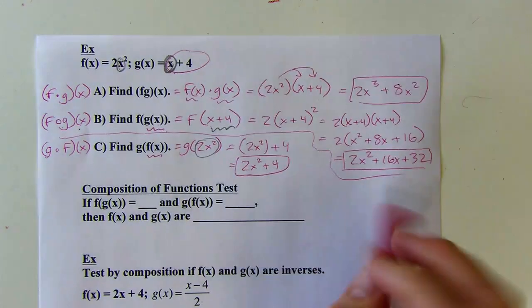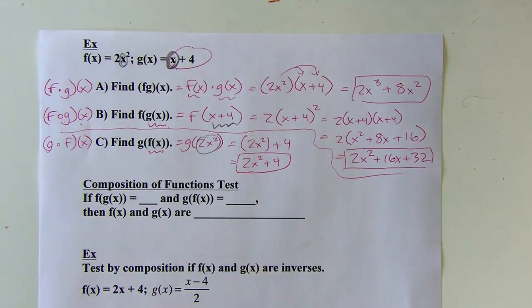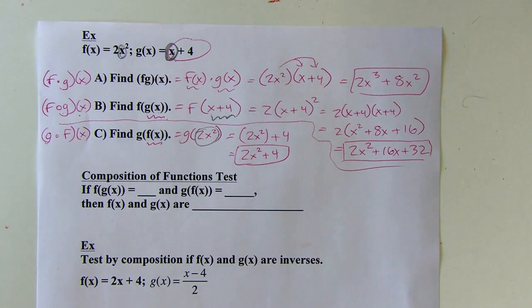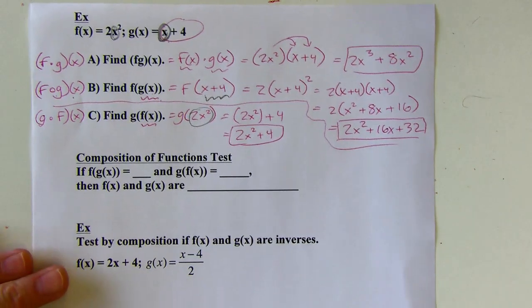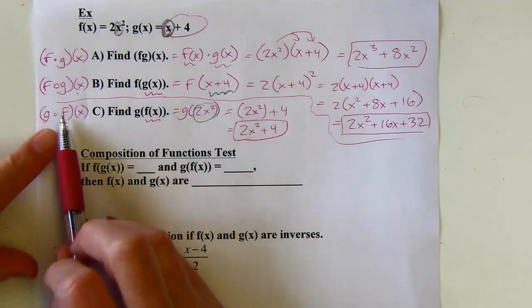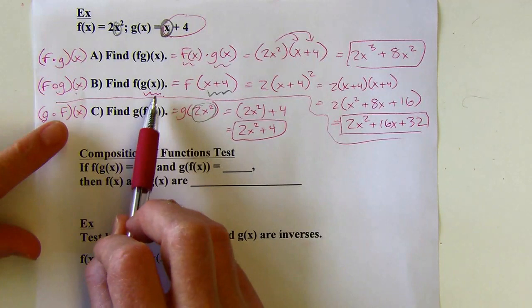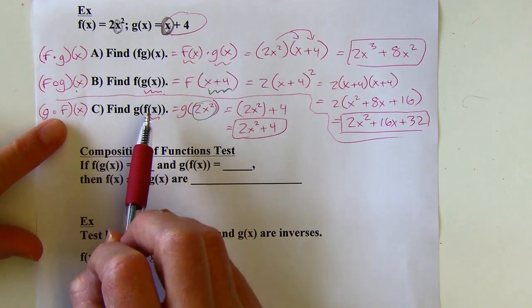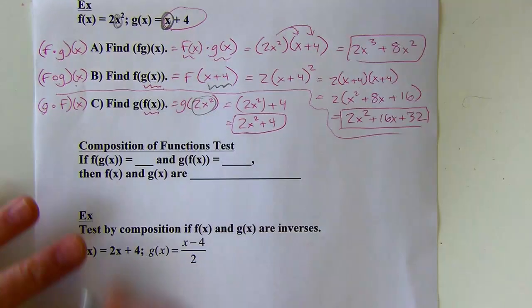So you see we got very different things, g of f of x and f of g of x. This is called a composition of functions, when you've got a function inside of another function. So parts B and C are both compositions of functions.